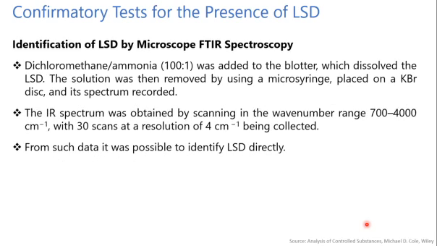Then dichloromethane and ammonia in the proportion of 100 to 1 was added to the blotter, which dissolved the LSD, and the solution was then removed by using a micro syringe and placed on the KBr disk, and the spectrum was recorded for the sample. The IR spectrum was obtained by scanning in the wave number range 700 to 4000 per centimeter with 30 scans being collected at a resolution of 4 per centimeter. From such data, it was possible to identify the LSD directly.